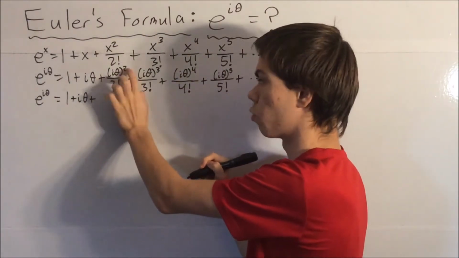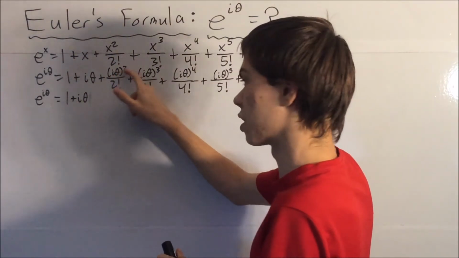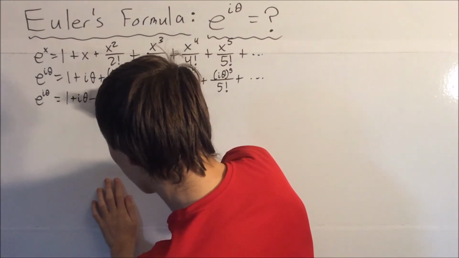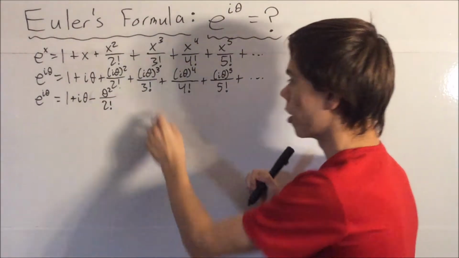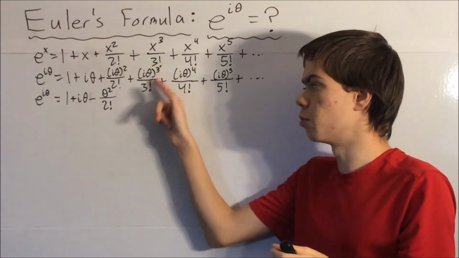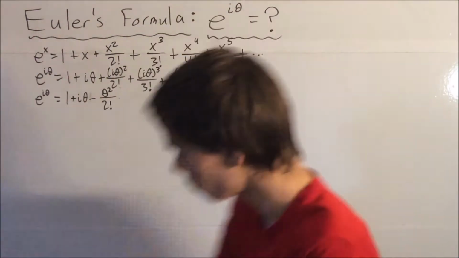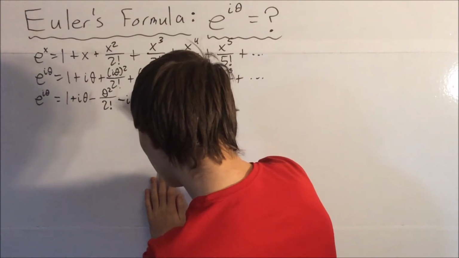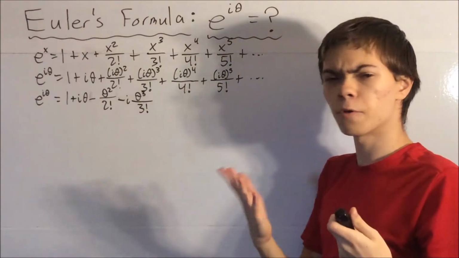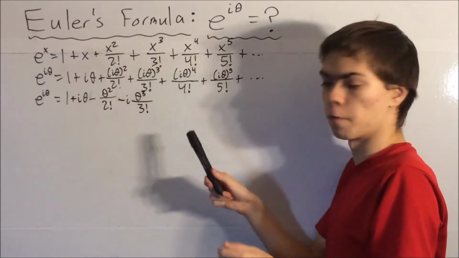So right here we have i squared, which is really -1. So really we're doing -1 times theta squared over 2 factorial, which is just minus theta squared over 2 factorial. Now right here we get i cubed, which is really just minus i. So we're saying minus i times theta cubed over 3 factorial. All right, so we have that. Now we have i to the power of 4, which is just 1. So in this case, it's just plus theta to the 4th power over 4 factorial.